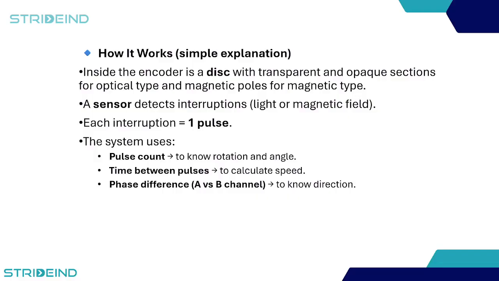How it works. Inside the encoder is a disk with transparent and opaque sections for optical type and magnetic pole for magnetic types. A sensor detects the interruptions. Each interruption is a pulse. The system uses pulse count to know the rotation and angle, time between the pulses to calculate the speed, and phase difference between A and B channel to know the directions.